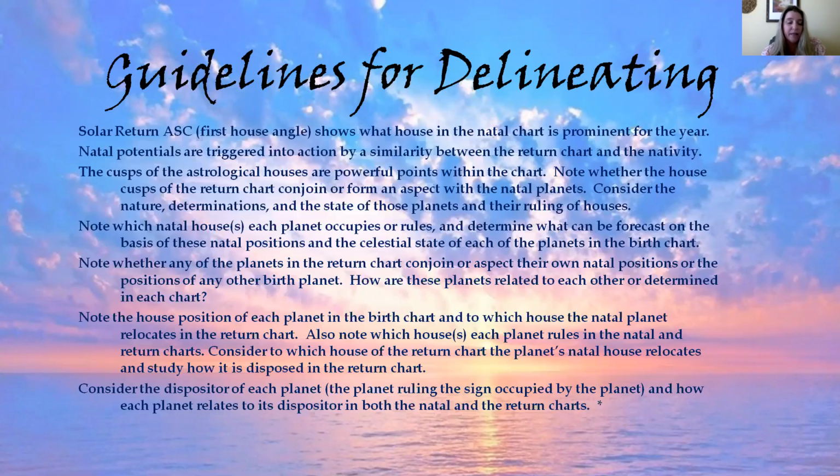Note whether any of the planets in the return chart conjoin or aspect their own natal positions or the positions of any other birth planet. How are these planets related to each other or determined in each chart? Note the house position of each planet in the birth chart and to which house the natal planet relocates in the return chart. Also note which houses each planet rules in the natal and the return charts. And consider to which house of the return chart the planet's natal house relocates, and study how it is disposed in the return chart.